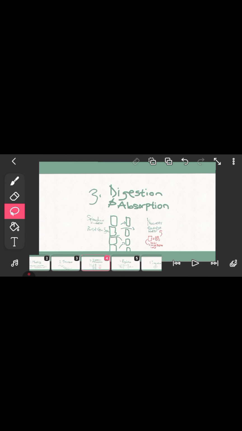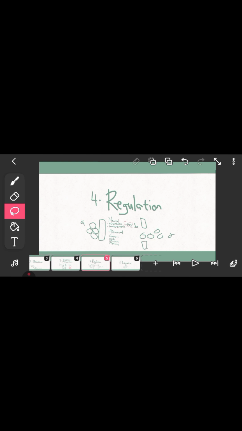Then the fourth one I'll show you is regulation. Regulation is what checkmates the flow of substances, both from the chemical side and then from the bolus itself. Sometimes the bolus is restricted in the stomach if there is too much acid in the small intestine, or it is released into the small intestine if there is enough space to contain it.